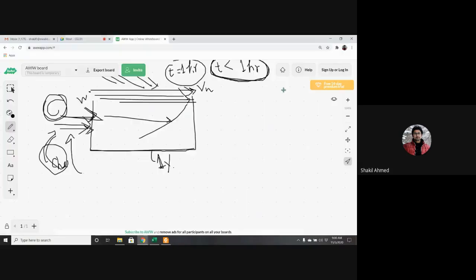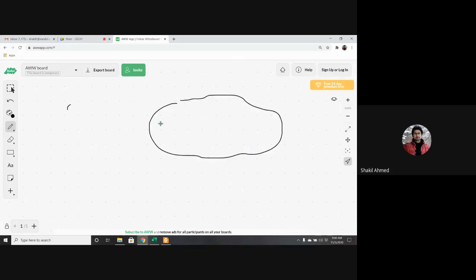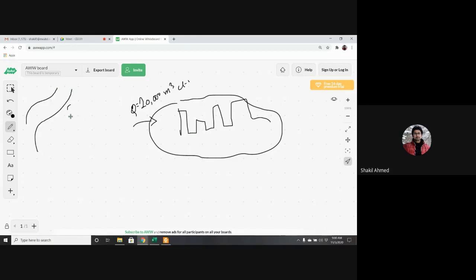Okay, so it's a simple problem. You have a community here, and you have buildings and these things. What is the demand here? The demand is 20,000 meter cube per day. Q equals 20,000 meter cube per day is the demand of water. Now here is a river maybe, and you need to install a water treatment plant, a sedimentation tank here, to bring the water from the river, treat it in the sedimentation tank, and then supply the water to the community. Clear?